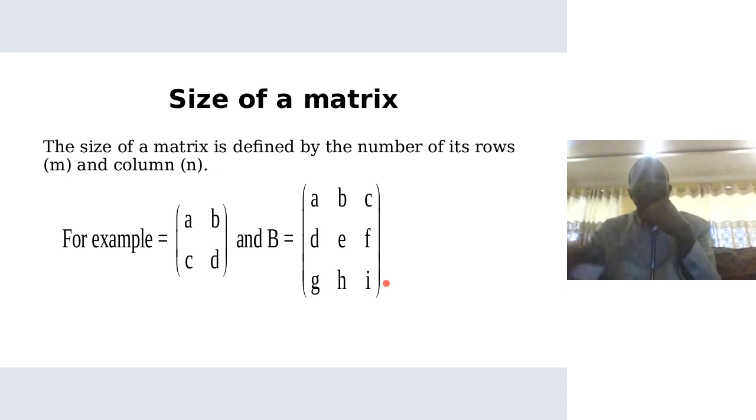So we define it by the number of rows and columns. You just count the rows and then the columns. When you are asked the size of a matrix, for matrix B it is a 3 by 3, and for matrix A it is a 2 by 2. So a matrix can have any order. It can have 2 rows and 1 column, so that will be a 2 by 1 matrix. And we'll be able to show that very clearly.